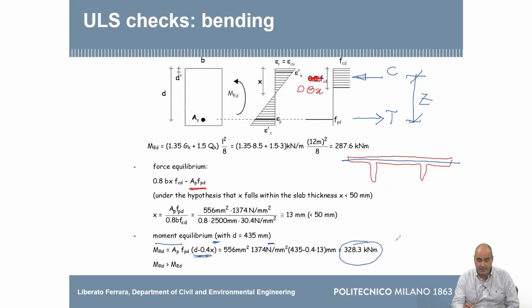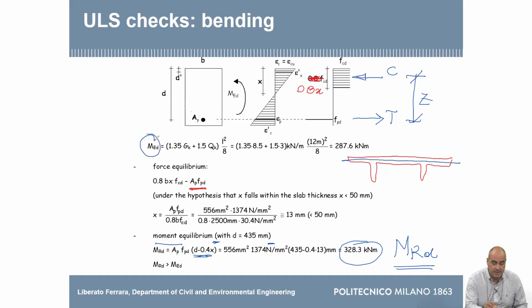And you end up with this resistant moment. It's written also there, we called it yesterday M_Rd, design value, because we have all the safety factors of the materials inside, design value of the resistant bending moment. What do we have to compare it with? We have to compare it with this value of the bending moment here. This is the action bending moment.